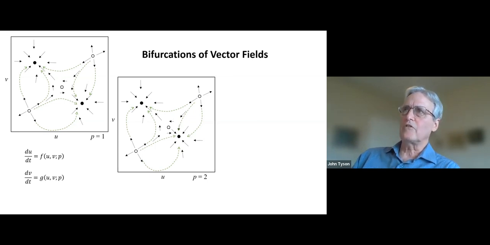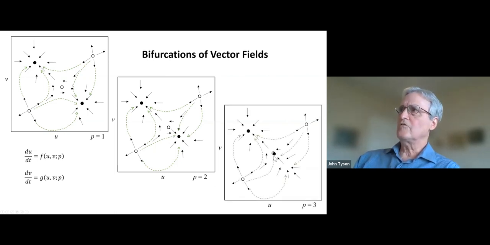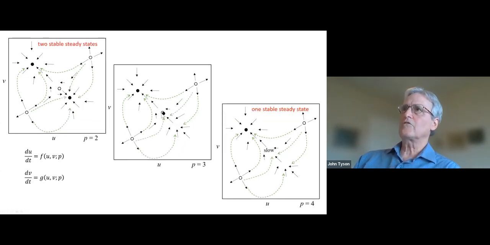As P increases, let's suppose that the saddle point and the node come closer and closer together as P increases until eventually at a value P equal three, the saddle and the node coalesce. And as soon as we go past the coalescence point, now the saddle and the node annihilate each other. There's no longer any steady state in this region.